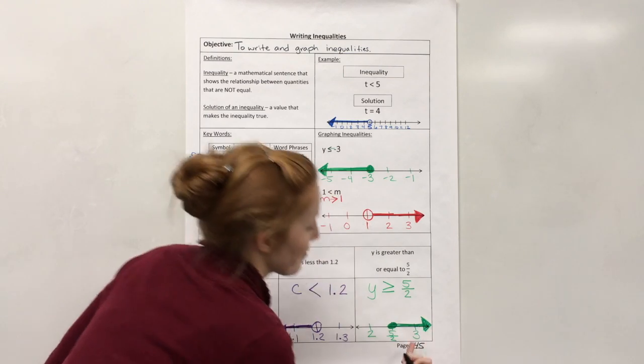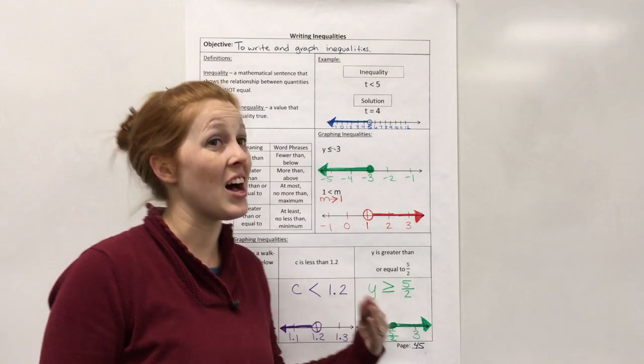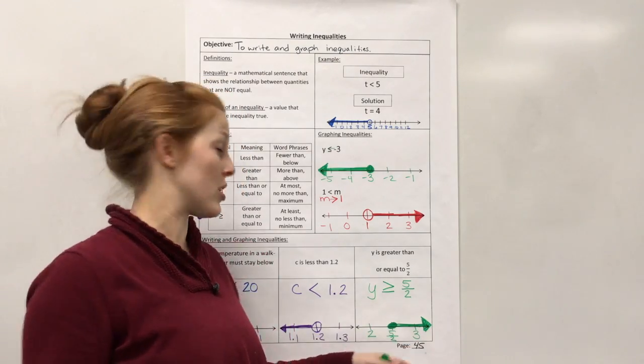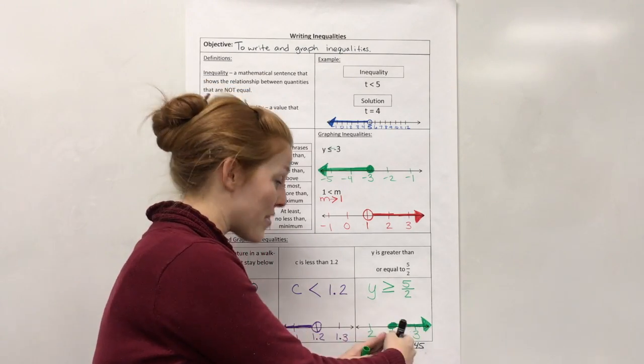All right, so we could have 3 as a solution. We could have 100 as a solution. We could have 1,000,000 as a solution. As long as it's to the right, 5 halves or greater.